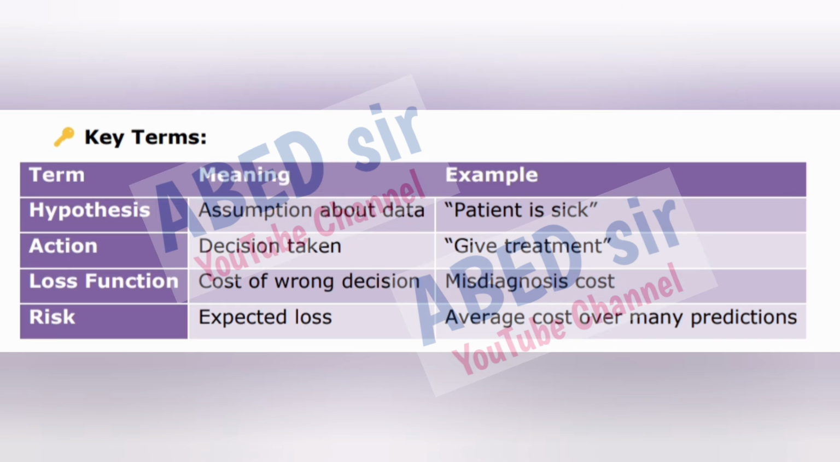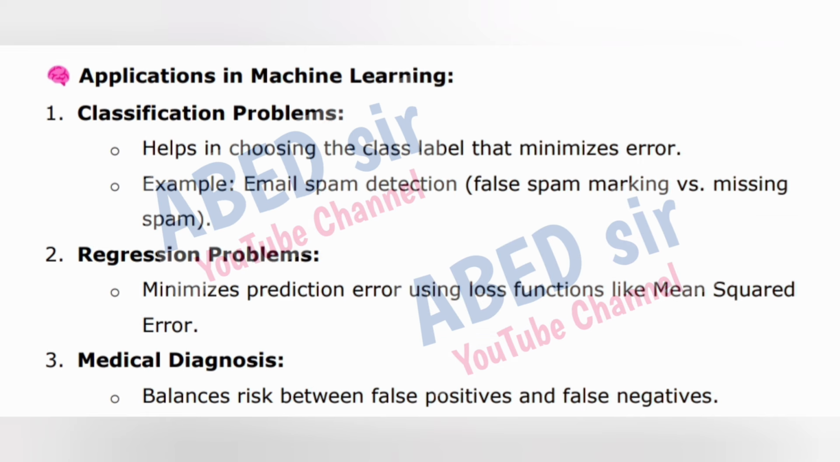Key terms. Term, meaning, example. Hypothesis: assumption about data, patient is sick. Action: decision taken, give treatment. Loss function: cost of wrong decision, misdiagnosis cost. Risk: expected loss, average cost over many predictions.